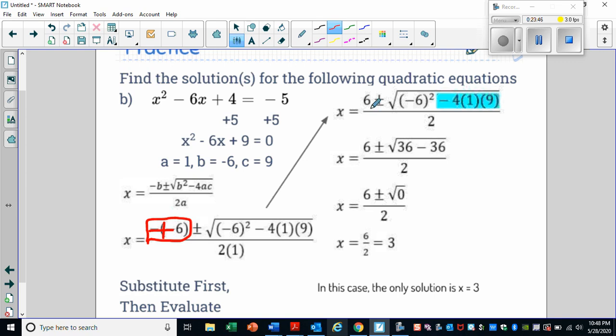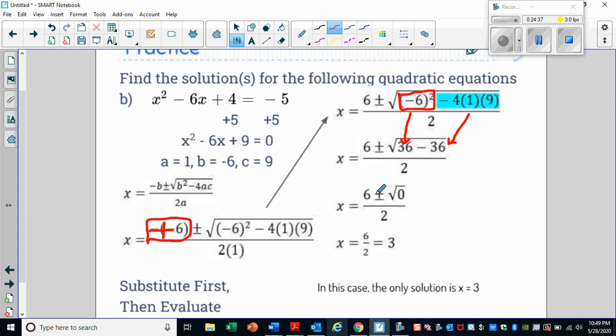So we have 6 plus or minus, well, negative 6 squared. Again, watch your negatives, include parentheses. So just like before, negative 6 squared, you get a positive 36. But now, we're going to multiply by negative 4 times 1 times 9. But notice how this product is also 36. So we're subtracting 36 minus 36 in the radical sign. So in the end, 36 minus 36, that's just 0. That's okay. You could have a value of 0 under the radical sign. That's fine.